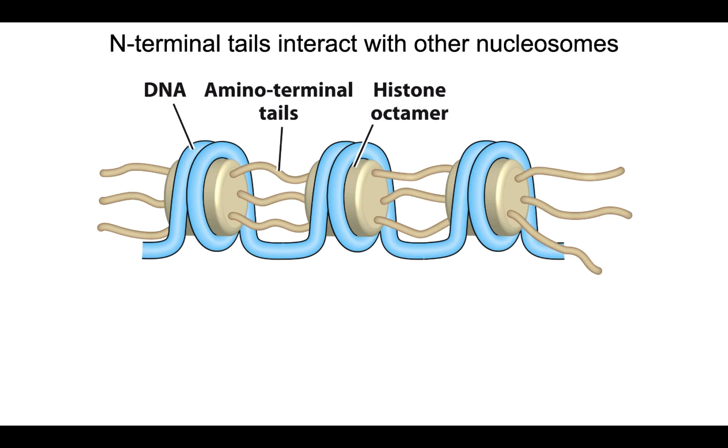All sorts of different modifications can occur to these N-terminal tails, and those modifications do several things. First, those modifications will affect how adjacent nucleosomes will interact with one another. So what this can do is close that chromatin up and make it very hard for any genes to be expressed, or it can open the chromatin up and allow for gene expression to occur.